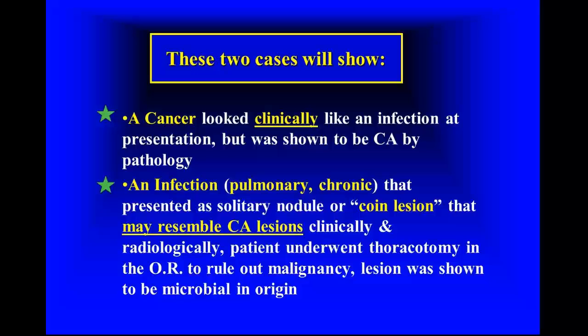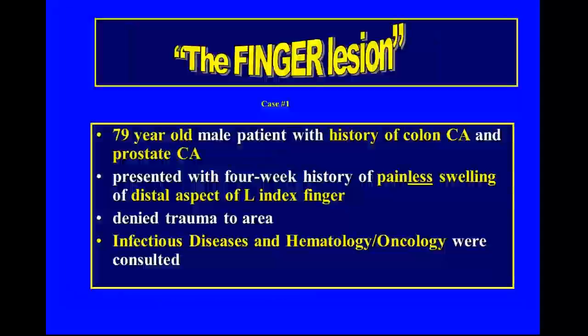The second one is a chronic infection of the lung that presented as a solitary nodule or coin lesion, which may resemble cancer clinically or radiologically, and forced the patient to undergo a thoracotomy in the OR to rule out malignancy. We get tissue, and the lesion was shown to be microbial in origin. Let's start with the first one. We're going to call it the finger lesion.